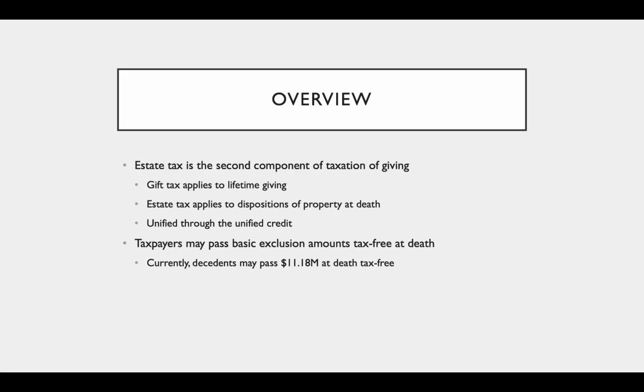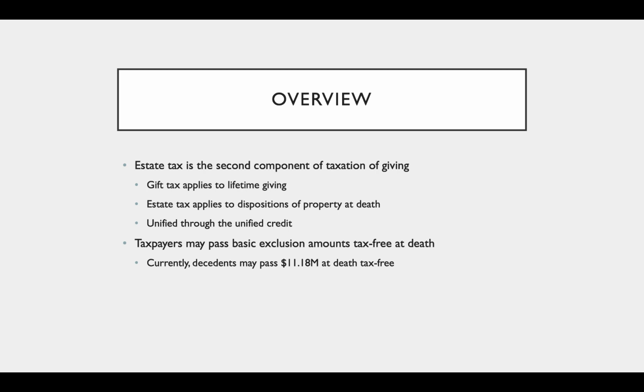In this chapter, we're going to cover the estate tax. And as we covered in the last chapter, and as we know, the estate tax is the second component of the taxation of giving. So the gift tax applies to lifetime giving, and the estate tax applies to dispositions of property at death. They're unified through the unified credit.